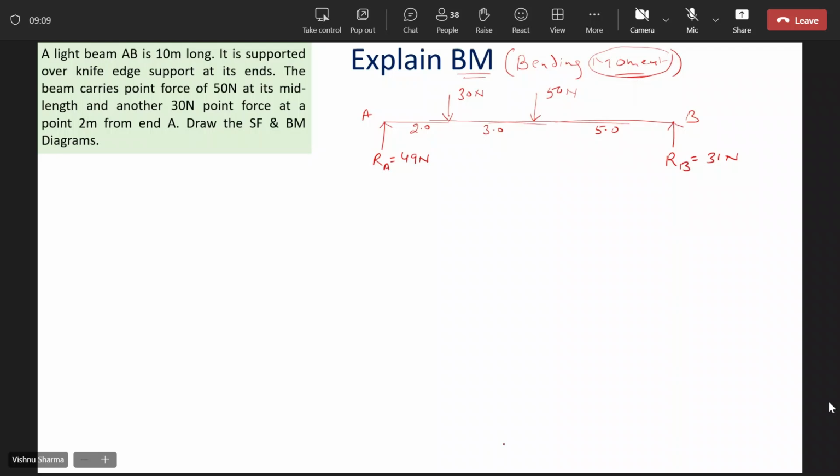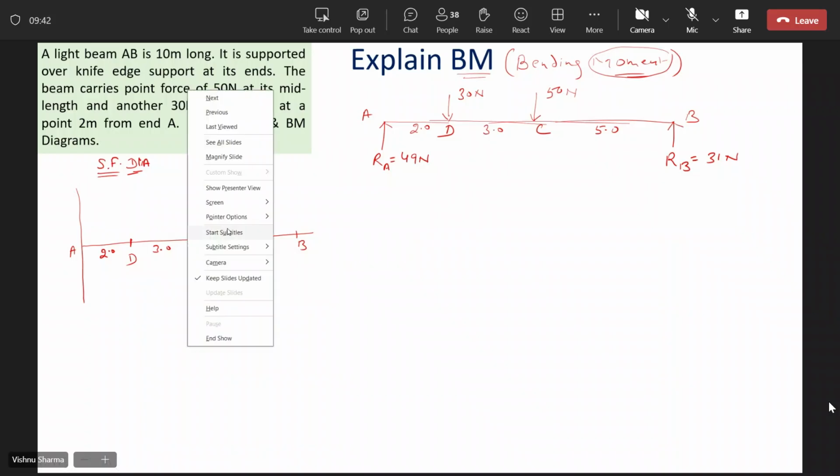Now, what was the shearing force diagram? I remember it, so I'll draw. You can look at your notebook about yesterday's work. The SF diagram for this case was like this: A, B. We call this point C, and this is D. Midway is C. Somewhere here is D. This is 2 meters. This is 3 meters. This is 5 meters. And how did we draw the SF diagram? Let me use a blue marker.